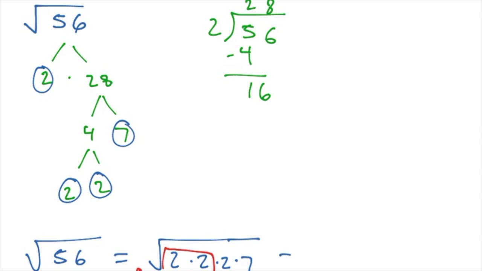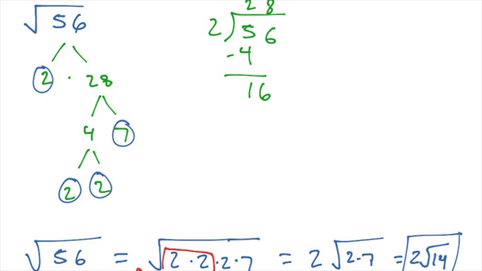So then a 2 comes out, and then you have a radical, square root symbol, and what's left on this side? Just a 2 times a 7, which if you multiply that, you get 14. So then your answer is going to be 2 square root of 14. And that's your answer.